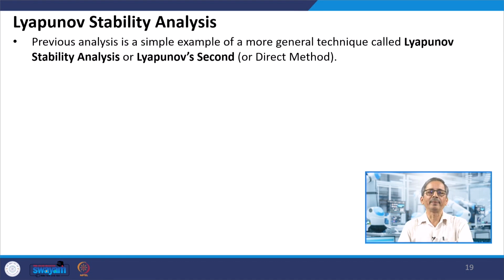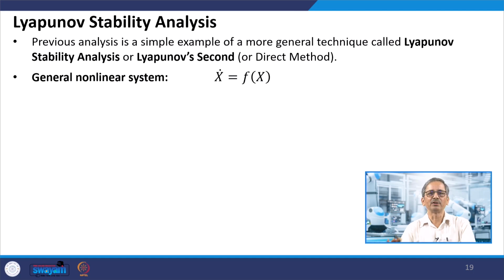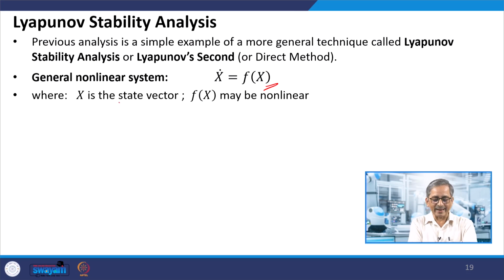So, the previous analysis is a very simple example of a more general technique, what we call the Lyapunov stability analysis, Lyapunov second or direct method. So, you see, for the general nonlinear system given by x dot as f(x), say x is the state vector and f(x) may be the nonlinear term.